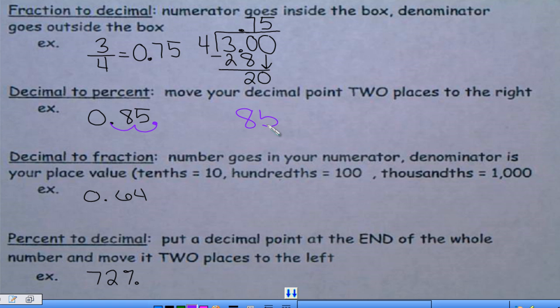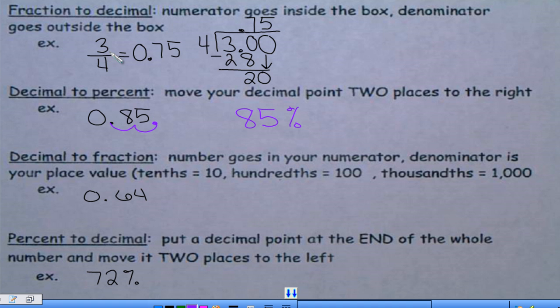So 0.85 becomes 85%. Oh, so that's it? That's it. Questions on changing a decimal to a percent? Yeah. So if you have 3 numbers, you still only move it 2. So if you only had to move it 2, it would be 85%. It would be 85.2%. Okay?